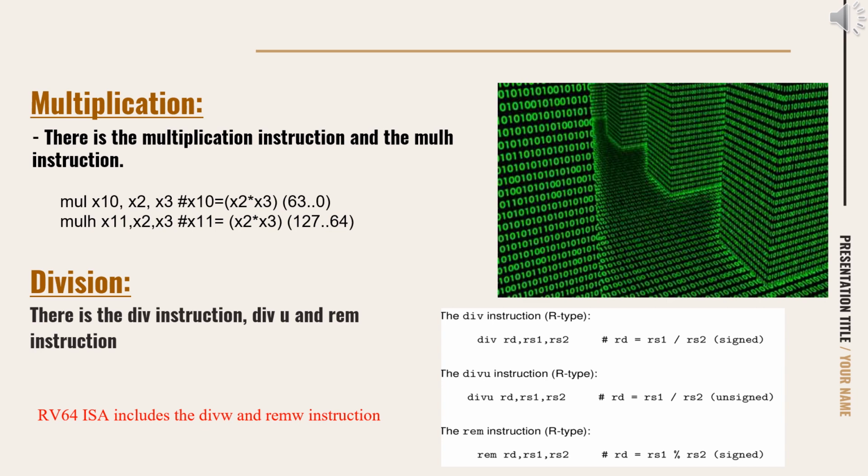As for the division instructions, we have three types of division instructions. The first one is for signed numbers, the second for unsigned integers, while the third is for the remainder. RV64 ISA also includes division W and remainder W instructions, which operate on the lower 32 bits of the 64-bit source registers.